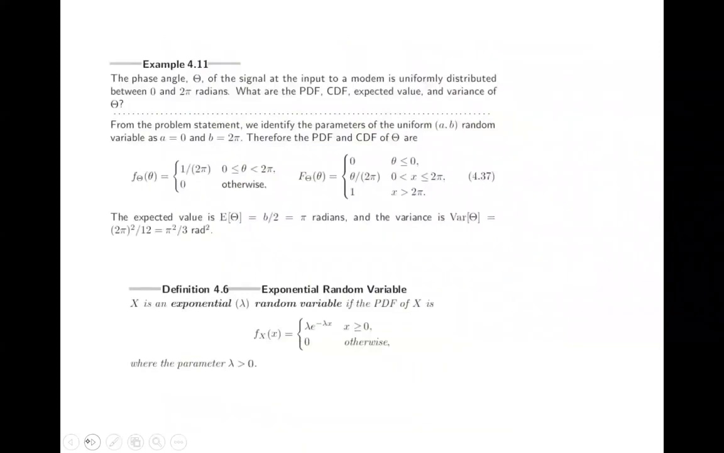Here's an example. Here we have the phase angle for the signal of a modem, and it's uniformly distributed. So theta is uniform over 0 to 2 pi. And what are the PDF, CDF, expected value and the variance of theta?